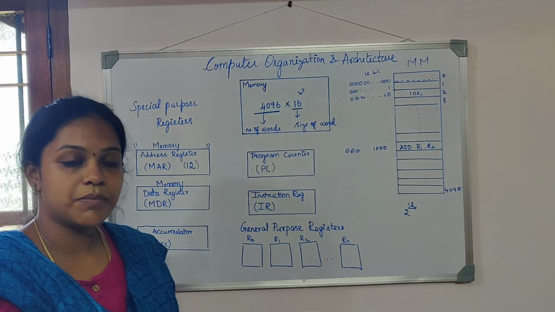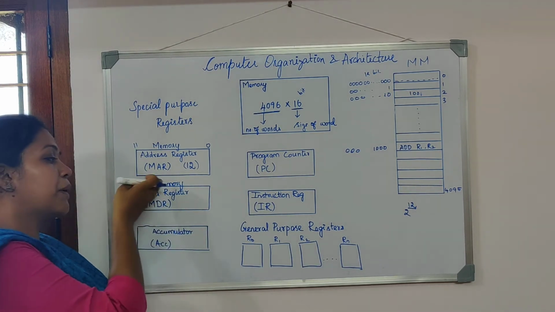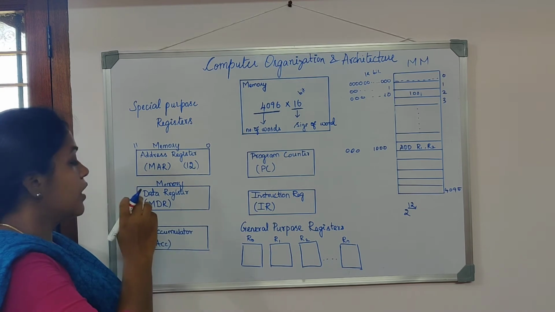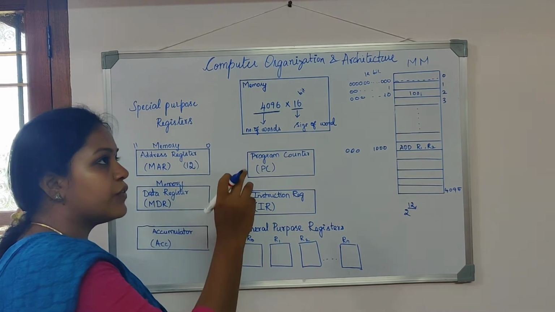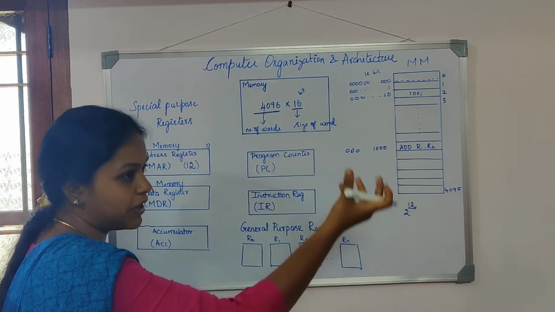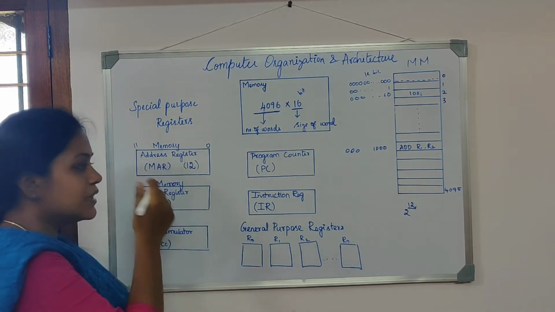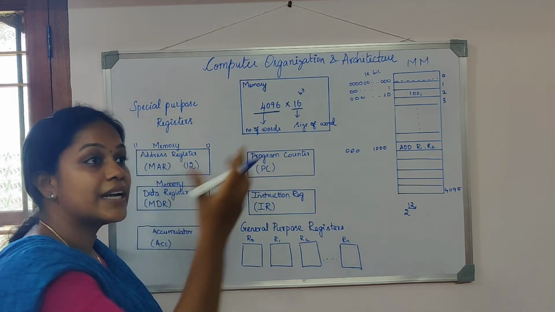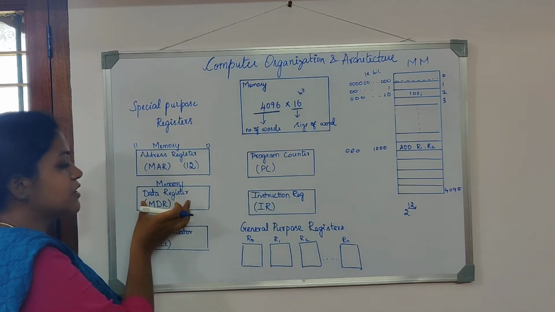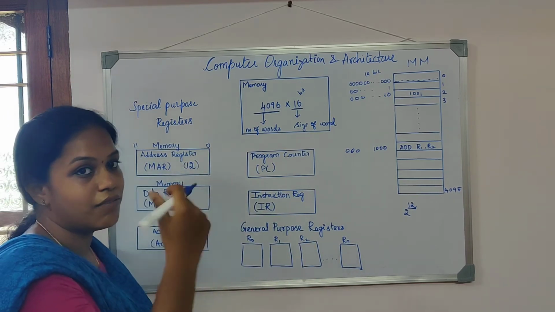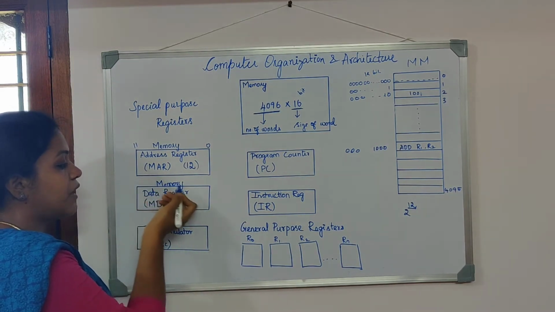The second special purpose register that we'll be seeing is the memory data register. As the name suggests, the memory data register is going to store the data that is present in the memory. When you are going to the main memory and bringing some data back to the processor, this register is used to store the data that is brought from the main memory. So what will be the size of this memory data register?